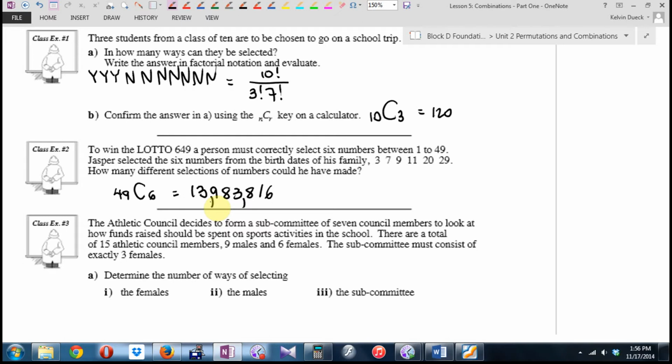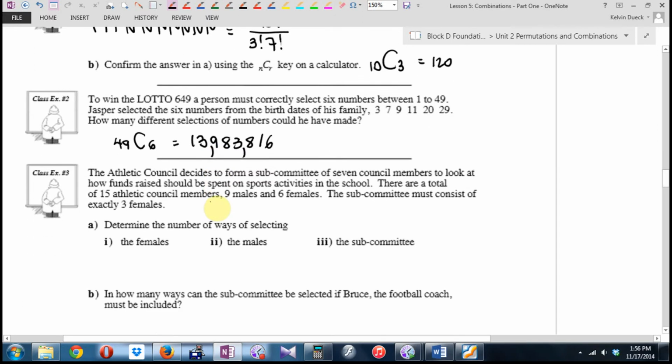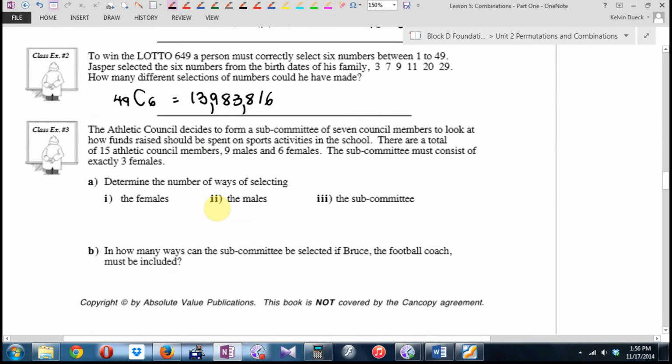Now, we want to go even further. We want to break them up into subgroups. So you ready? I like example 3. Is example 3 going to be on the test? Absolutely. Okay? The athletic council decides to form a subcommittee. Guys, this is important, please.